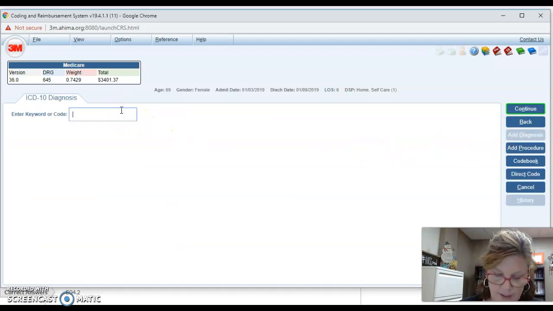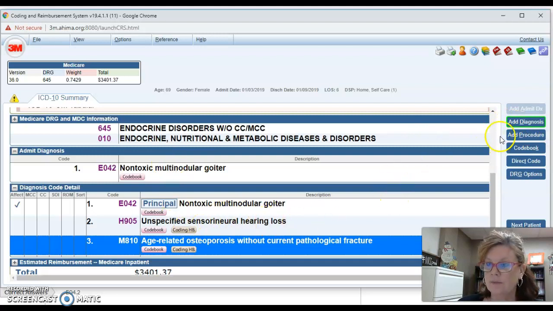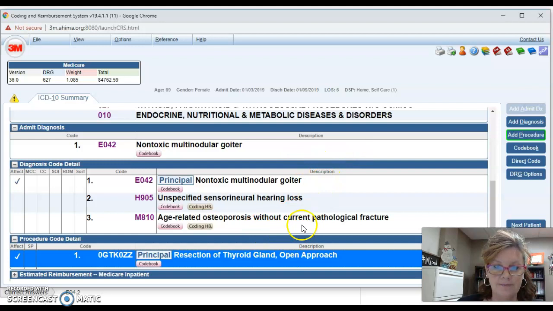Okay, let's go ahead and put in our last diagnosis, which is our osteoporosis with current pathological, or without pathological fracture. Okay, so I have my diagnosis. Now I am going to put in my procedure. And actually, everybody did well on the procedure. Okay, so we have a principal resection, okay?